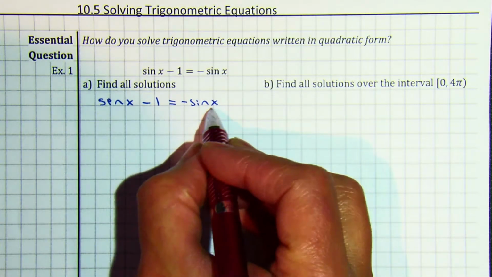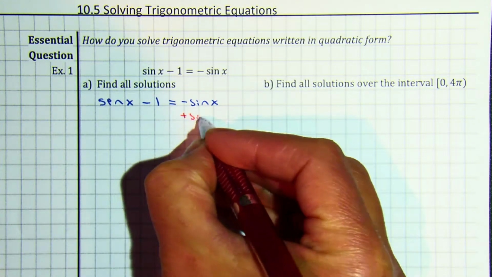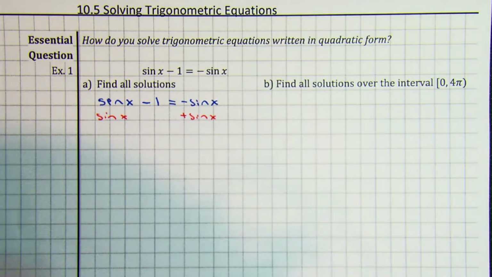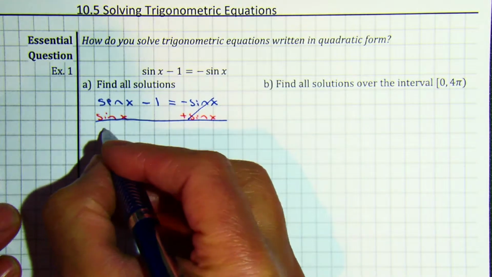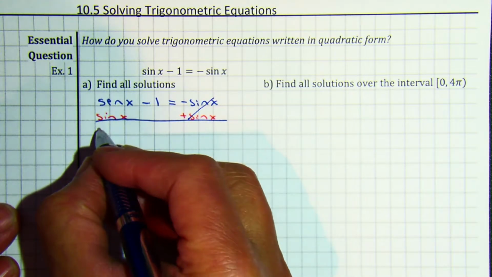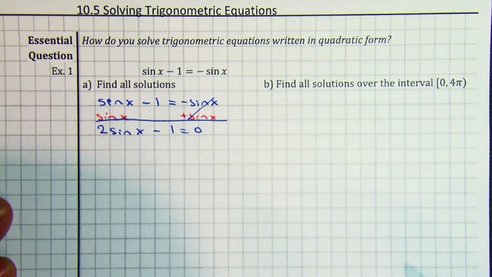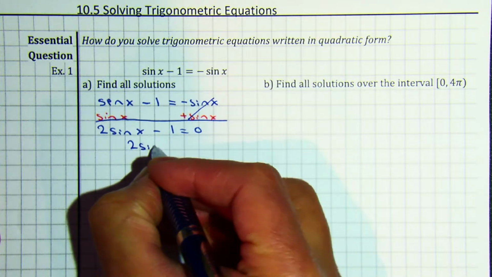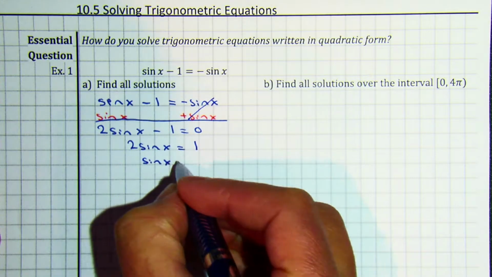I notice I have sines on both sides, so I'm going to combine both sides on the left. So I'm going to add sine of x on both sides. So that cancels, and we have sine of x and sine of x will be 2 sine of x minus 1 equal to 0. And we're going to solve it the same way that we solve any equation. Move the 1 to the right, becomes a positive. So 2 sine of x equals positive 1. Divide by 2. Sine of x equals 1/2.